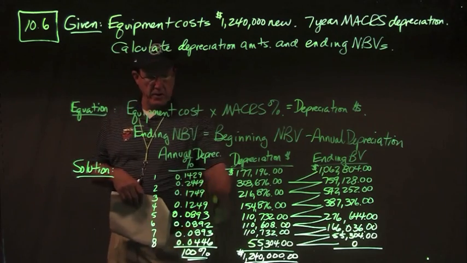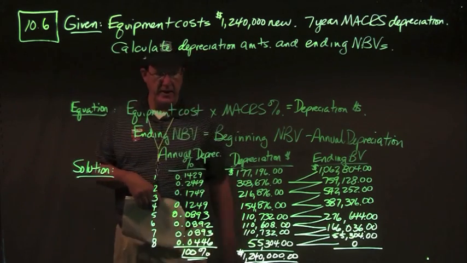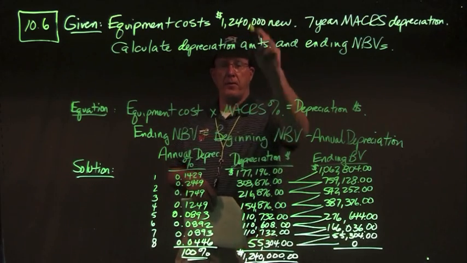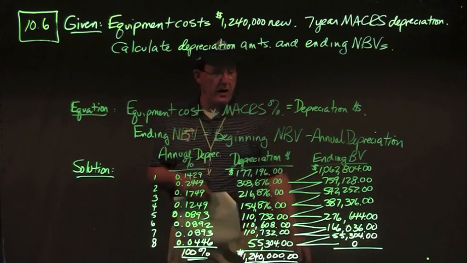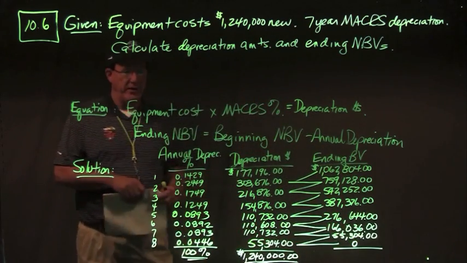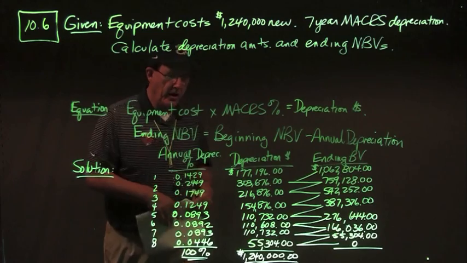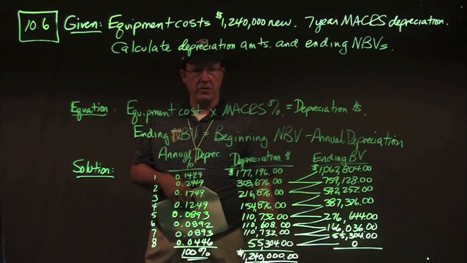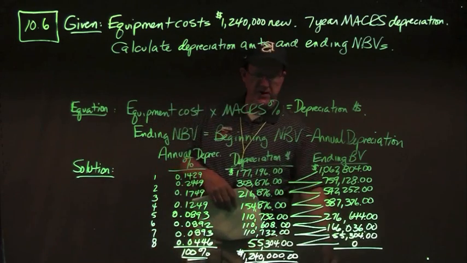A couple of checks here. Your percentages should add up to 100%. Your depreciation should add up to the original cost of the equipment, 1.24 million, or you've done something wrong. And your ending book value should zigzag down to 0. So 3 checkpoints on these. Make sure your percentages are correct. Make sure your depreciation adds up to the cost of the equipment. And make sure your ending book value zigzags down to 0.